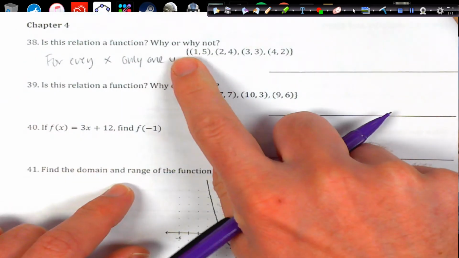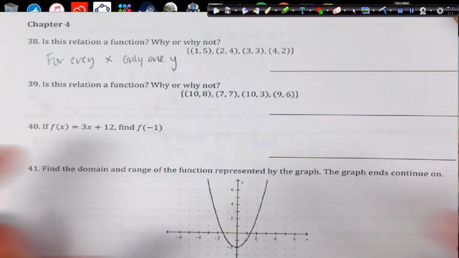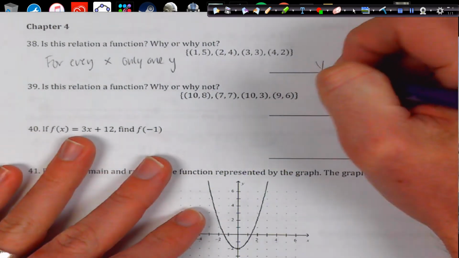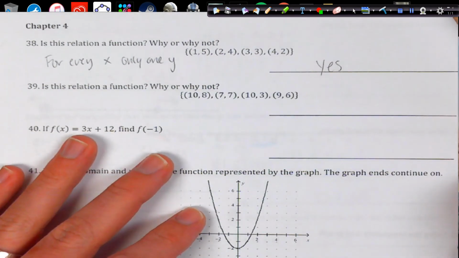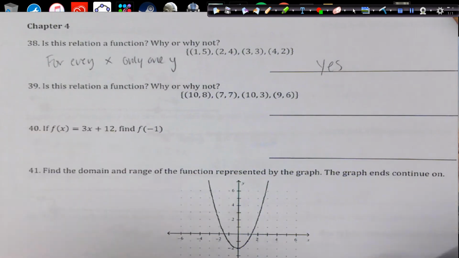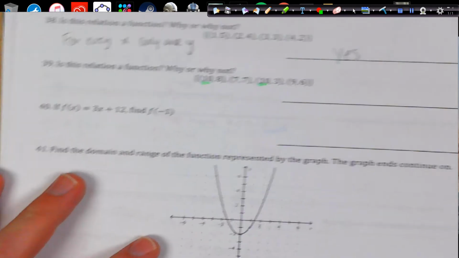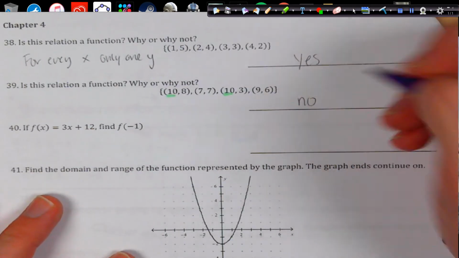So I see 1, 2, 3, 4. So all the x's are different numbers, so it really doesn't matter. So we say yes, function. The next one, we have 10, 7, 10, and 9. We have 10 twice, so for every x there's only one y. 10 has two different y values, 8 and 3, so no, not a function.